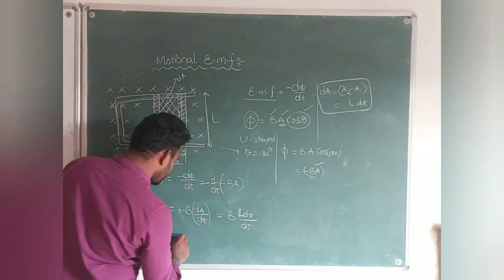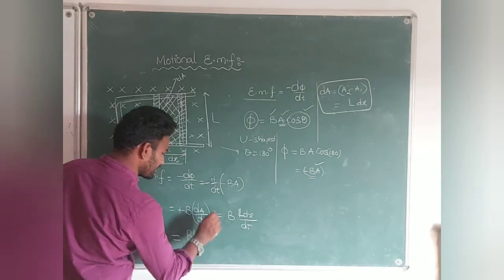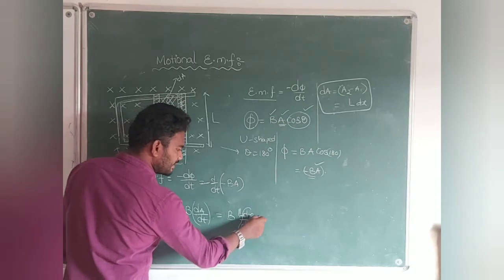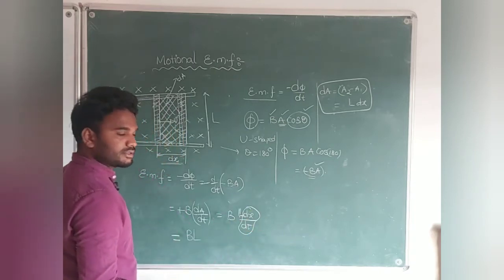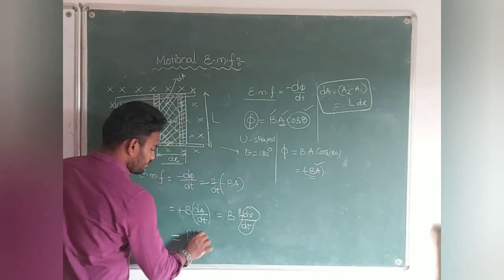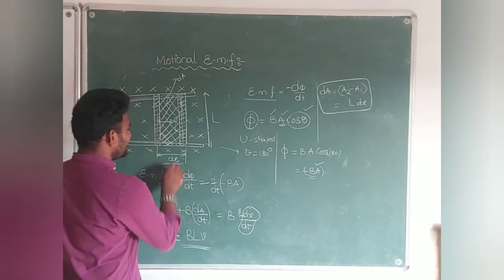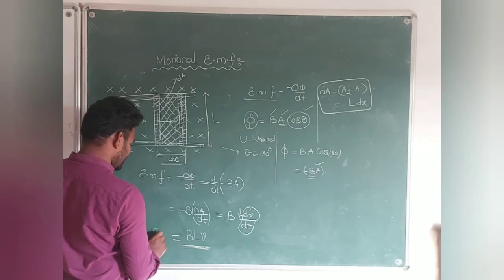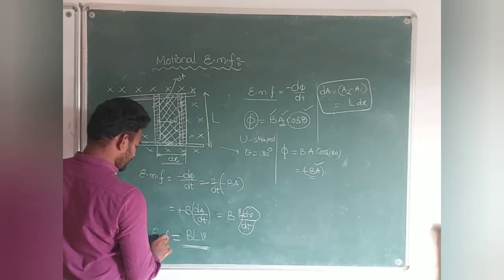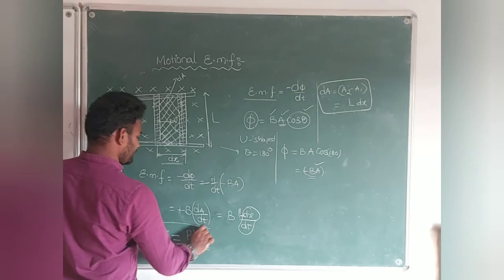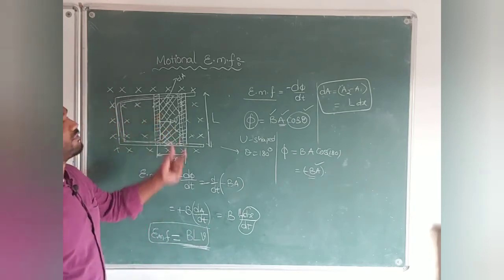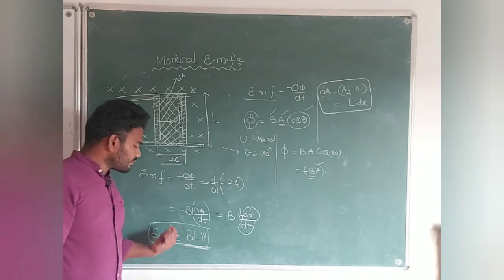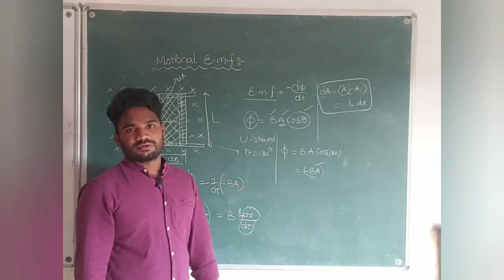So finally, what is the equation? You will be getting B into capital L into dx by dt. Try to catch my point. What do you mean by dx by dt, students? Velocity. dx is the distance covered, dx by dt is the velocity. So this is how we get the EMF created by moving a conductor inside the magnetic field. Guys, I hope you understand. This is what is called motional EMF, students.